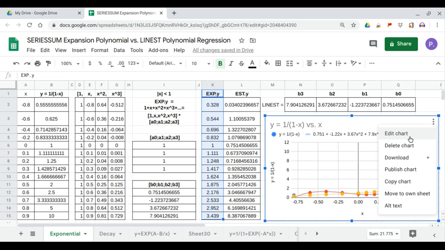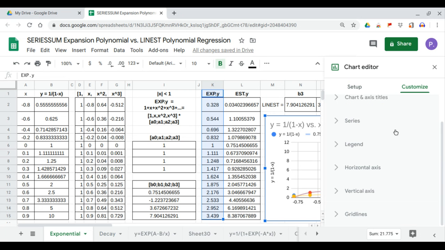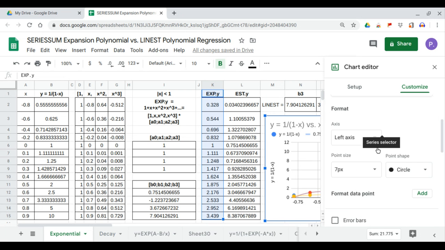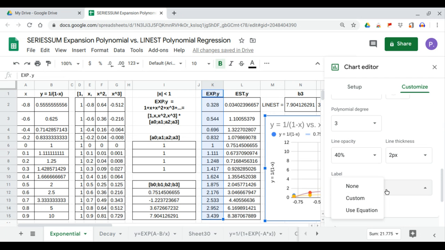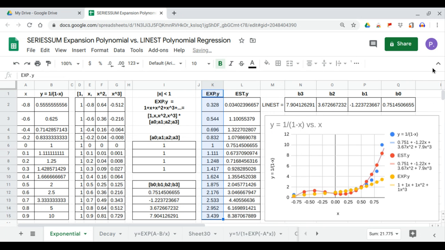So we have the polynomial for the equation for expansion y, which is 1 plus x squared plus x cubed, and that's in yellow. The estimated y in red follows the trend line, which is 0.751 minus 1.22x plus 3.67 x squared plus 7.9 x cubed, which is the same as the blue, which is our original data set.